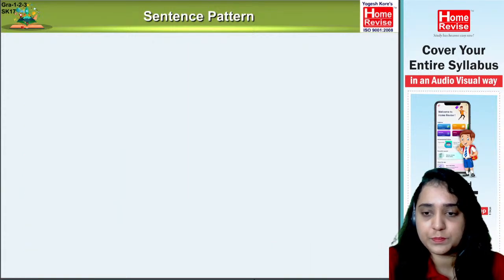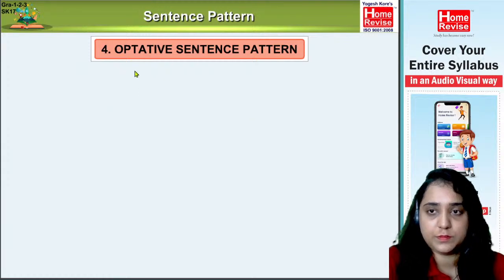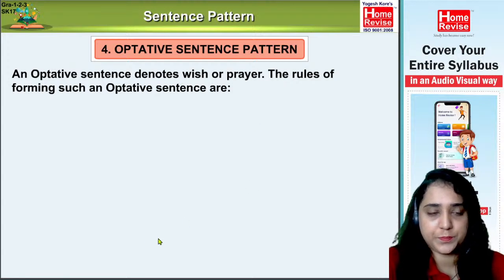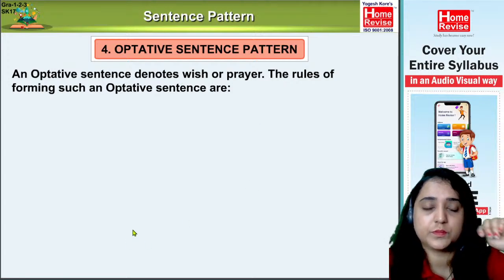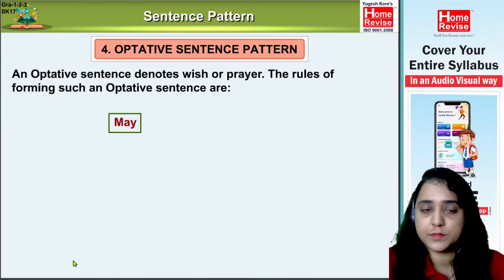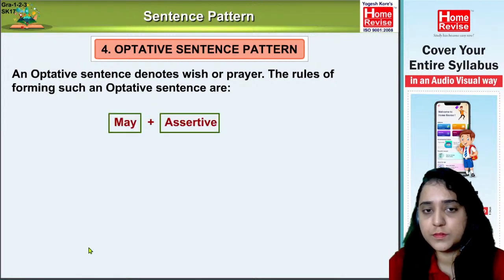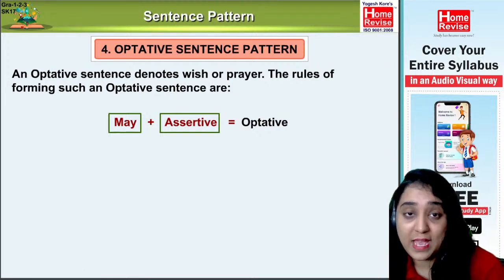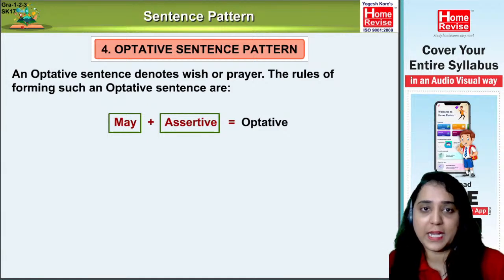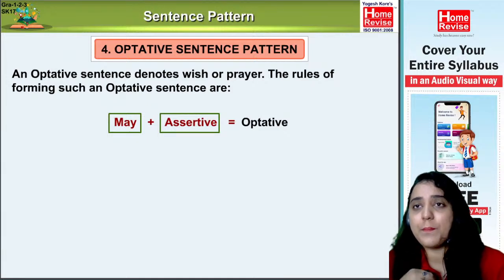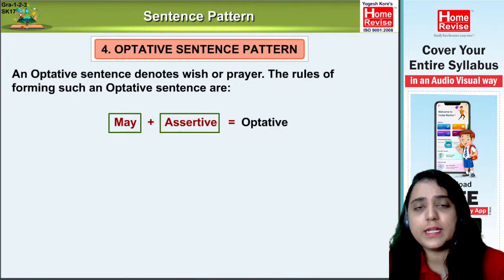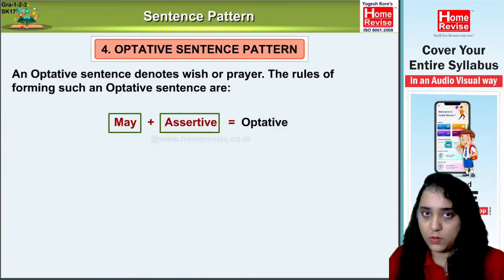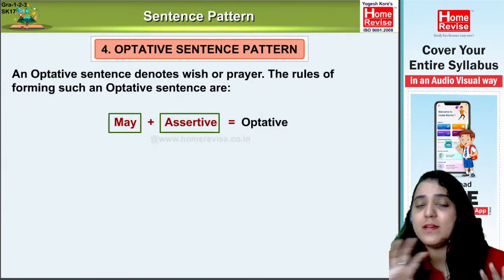Now let's see. 4. Optative sentence pattern. An optative sentence denotes wish or prayer. The rules of forming such an optative sentence are: may plus assertive makes optative. Yes, may plus assertive. As we are using in optative, we are putting forward our prayer or our desire, so may is always used here, and may is followed by the assertive statement.